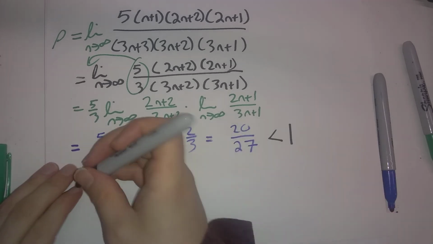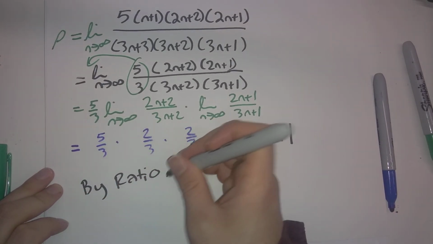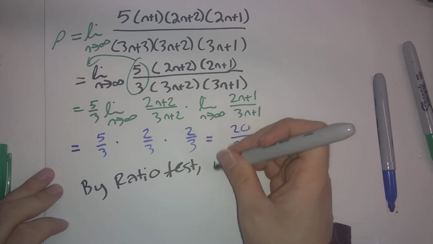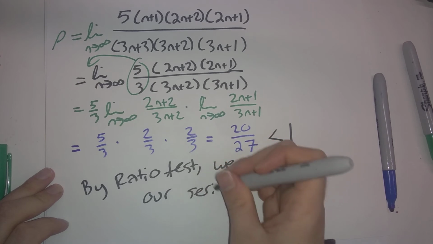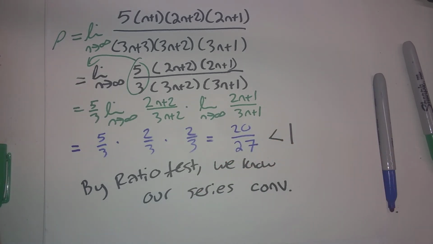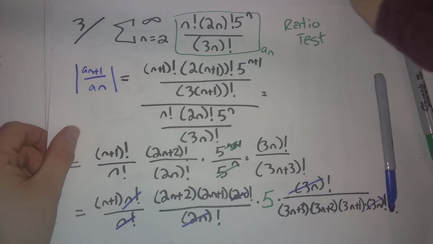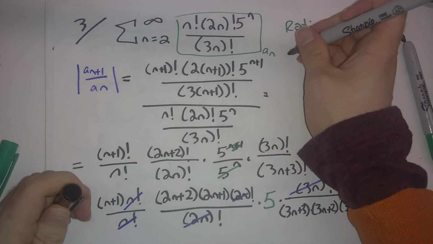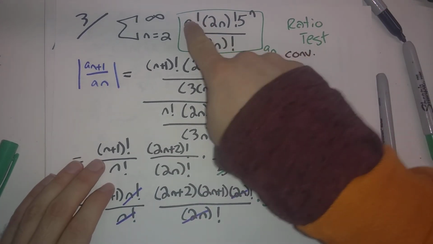So by the ratio test, we know our original series converges. If there were negative values we could say it absolutely converges, but we might as well just say converges here. So this converges.